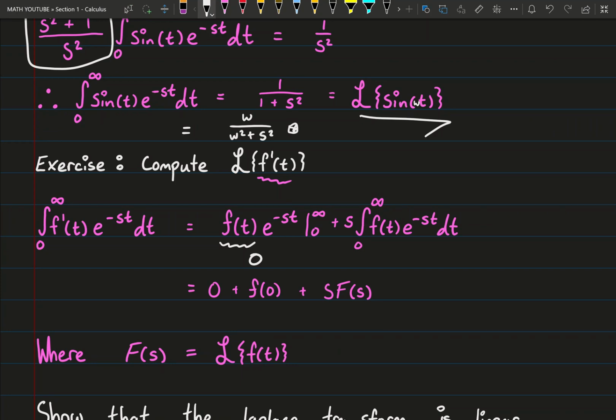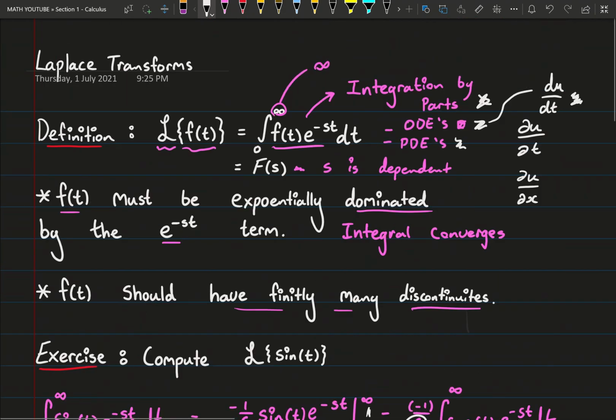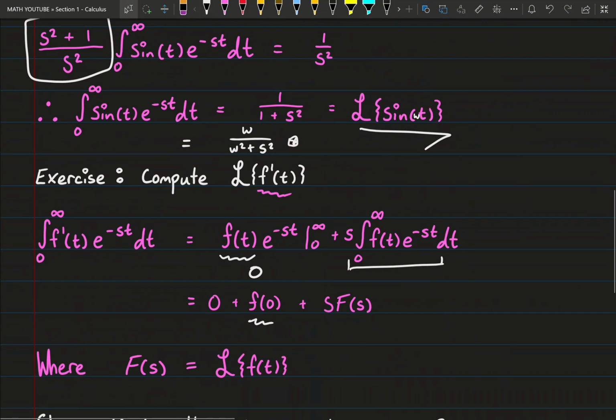And then we evaluate at 0. Of course, e to the minus 0 is just 1, so you just get f evaluated at 0. And this thing here, as we defined up here, is nothing but F of s. And therefore, we get minus f of 0 plus s F of s. As we just stated, F of s is the Laplace transform of f of t, some function in terms of t.